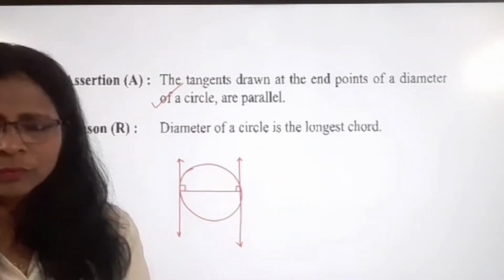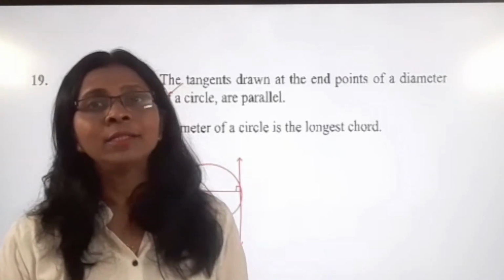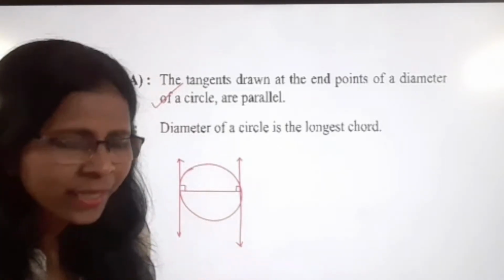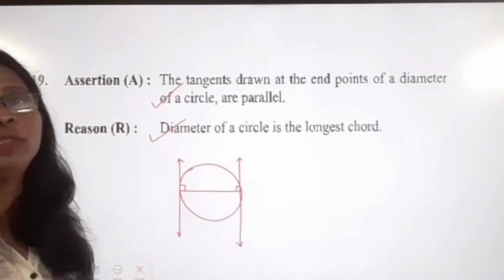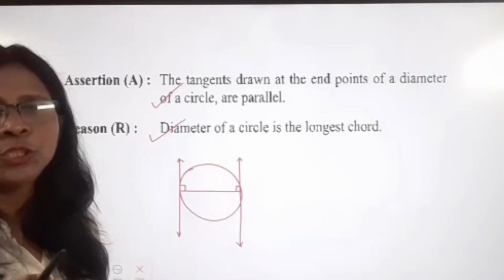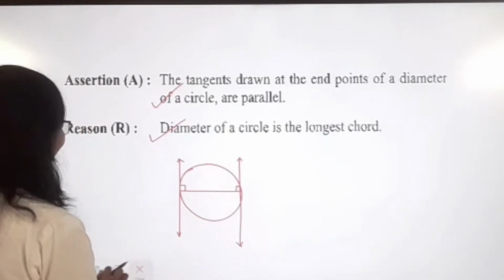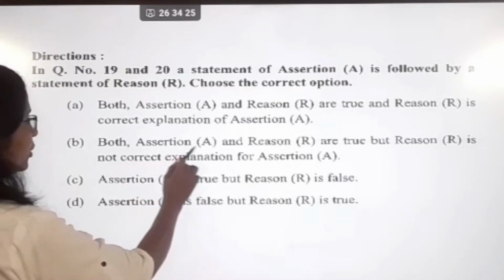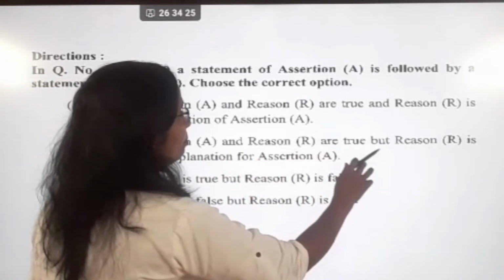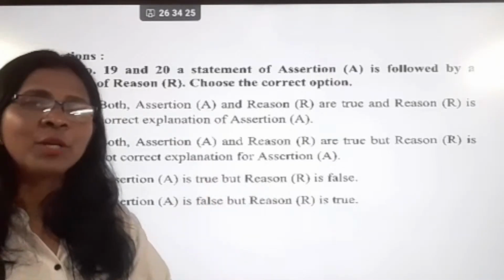So here both are correct, but the reason is not the explanation of the assertion. Reason R is not the explanation of the assertion. So that's why, students, the correct option will be: both assertion and reason are true, but reason R is not the correct explanation for assertion.